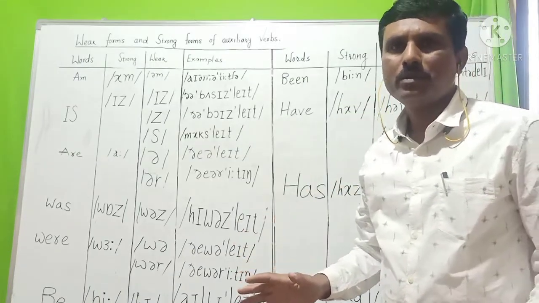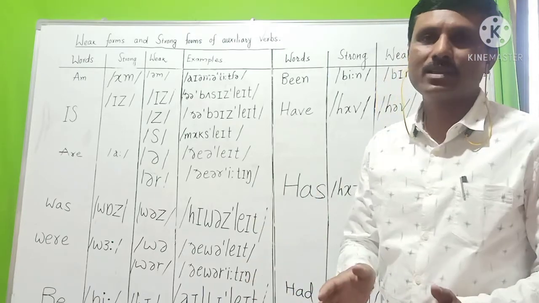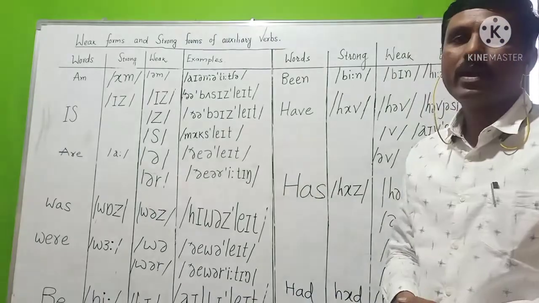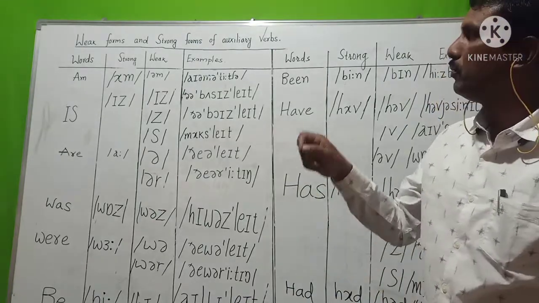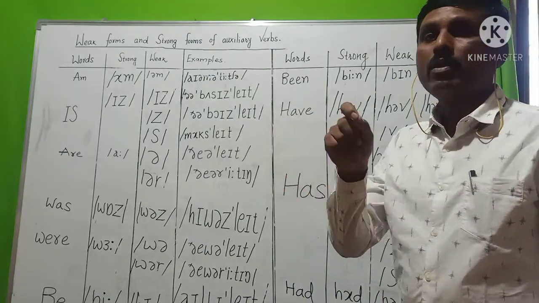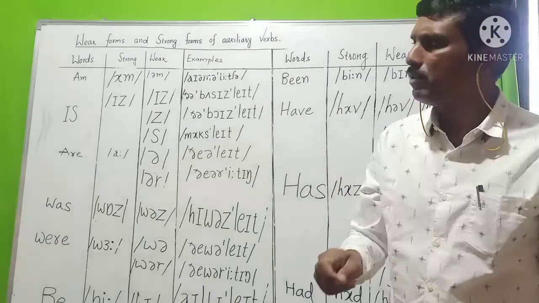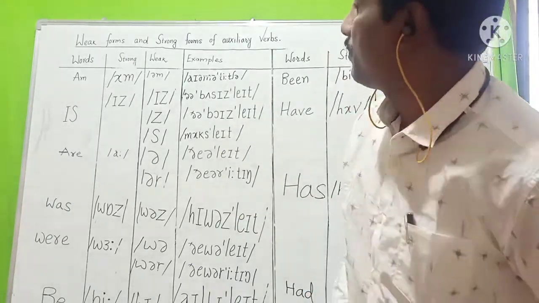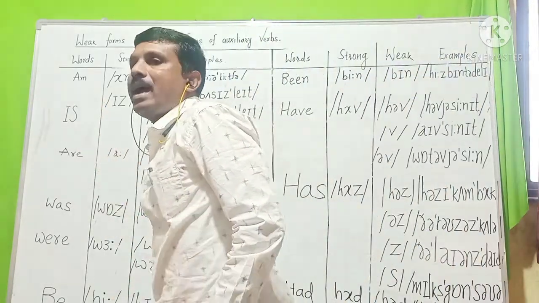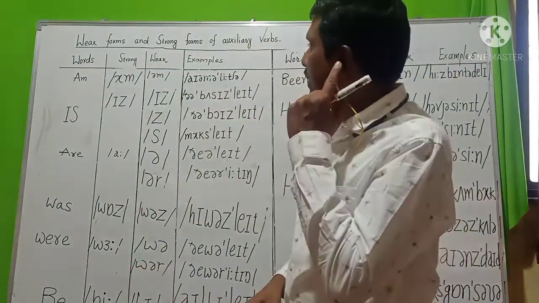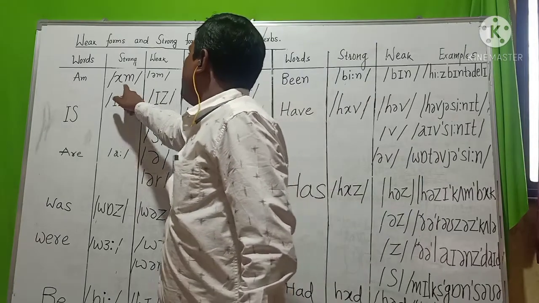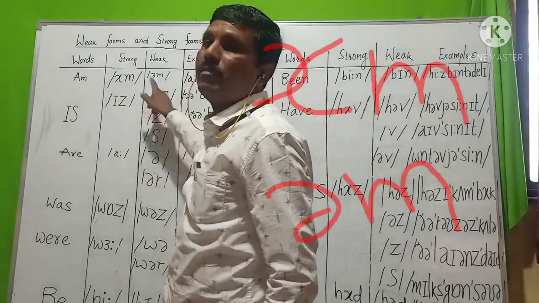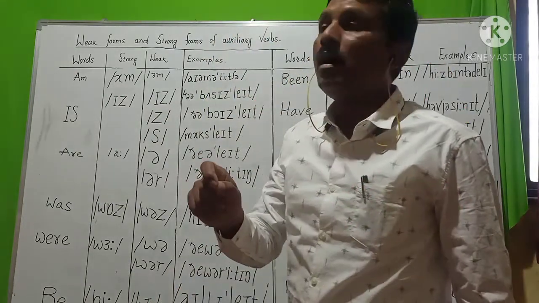You know auxiliary verbs? Auxiliary verbs is a grammatical category which help the main verbs, and they are limited in number. So we are going to understand the weak forms of the auxiliary verbs as well as the strong forms. Let's start with the first one. What is this? Am. We generally call it am because am is its strong form, and am is its weak form. What is its weak form?